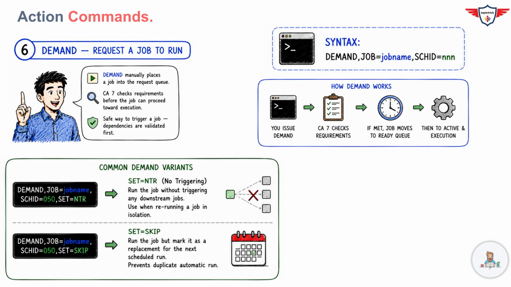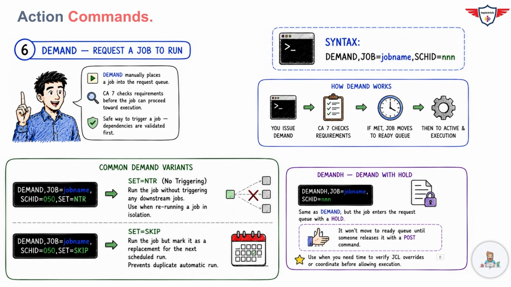So this command manually places a job into the request queue. Unlike the RUN command, which we will cover next, DEMAND actually performs requirement checking. That means the job enters the queue, CA7 checks whether its prerequisites are satisfied, and only if they are satisfied, then it will move towards execution. So this is a safe way of manually triggering a job because CA7 still validates the input dependencies before execution.